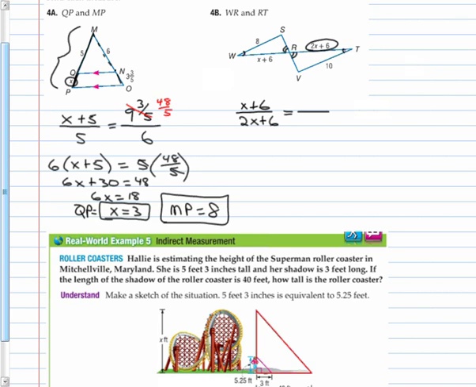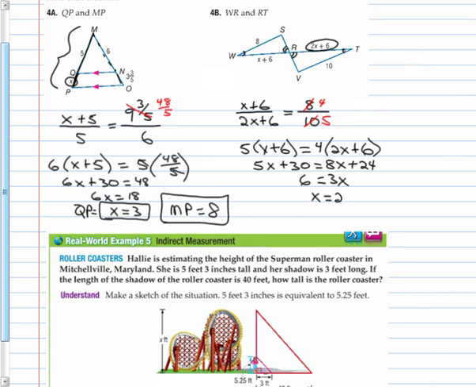Now, what's the rest of my proportion? 8 to 10. I would reduce that. What does that reduce to? 4/5. Now you don't have to, but if you reduce it, you have smaller numbers. So cross products again, I'm going to take 5 times x plus 6, which must equal my 4 times 2x plus 6. So 5x plus 30 must equal our 8x plus 24. I'm going to subtract 5x and give me 3x. Going to subtract 24 and give me 6. What's x? 2. X is 2.